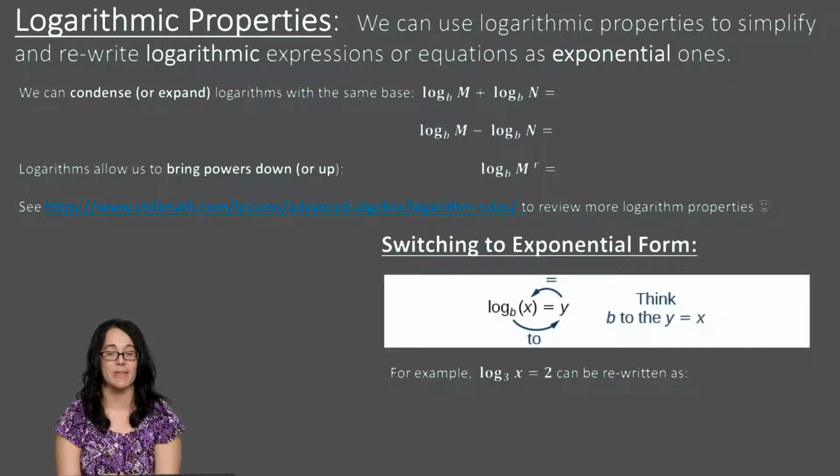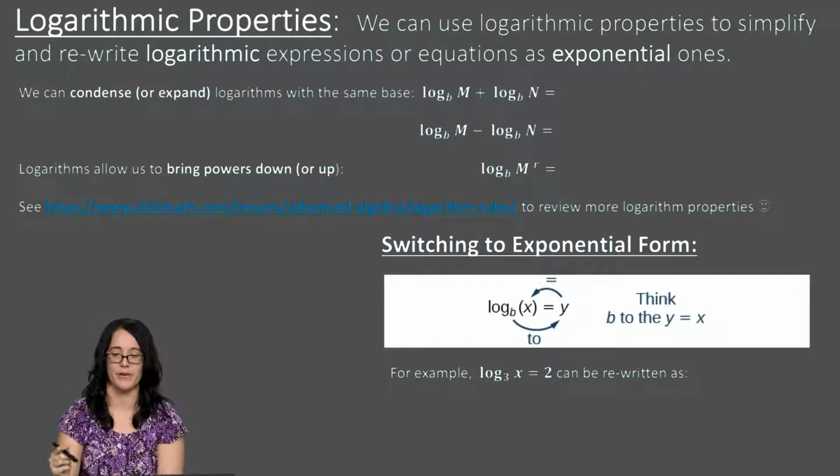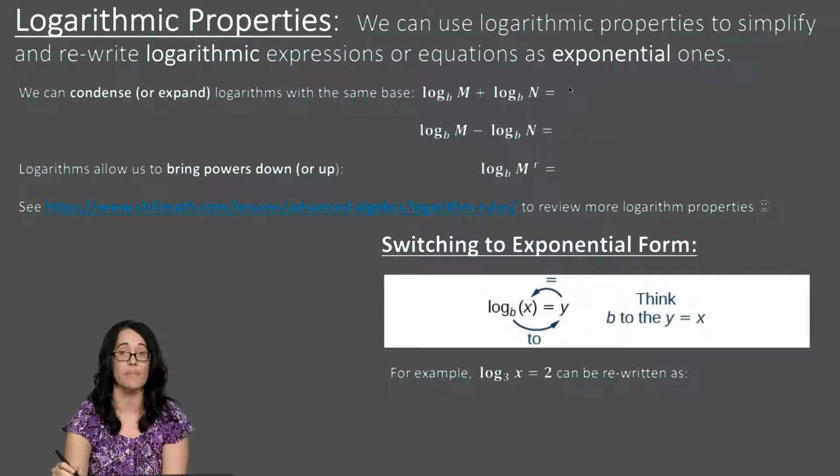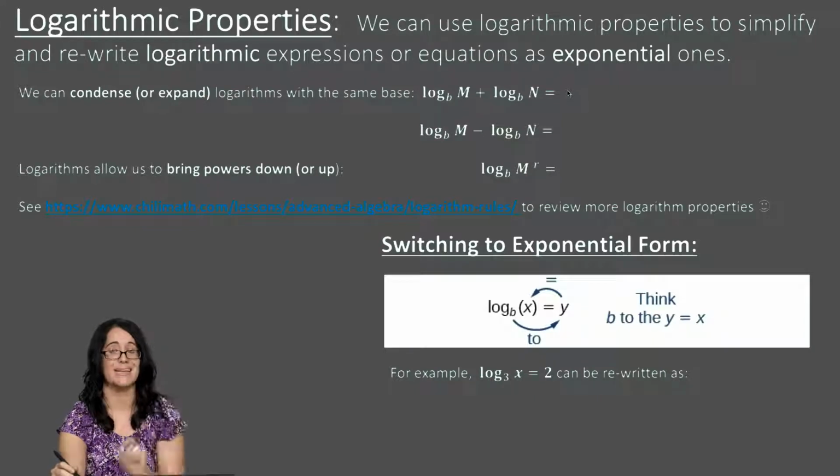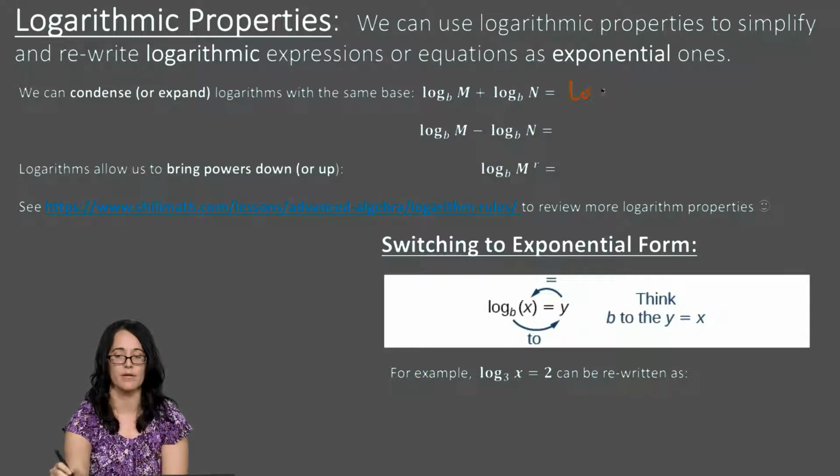We begin by reminding ourselves how we could take two logarithms with the same base and condense them into a single logarithm. Remember that if the same base logarithms were added together, we would condense their arguments by multiplying. Very nice. So we would have log base b of m plus log base b of n rewritten in condensed form as log base b, and the argument would be m times n.